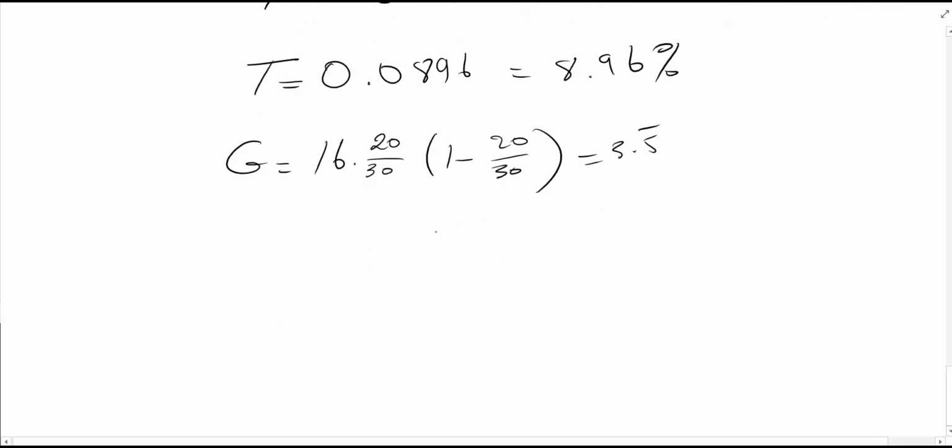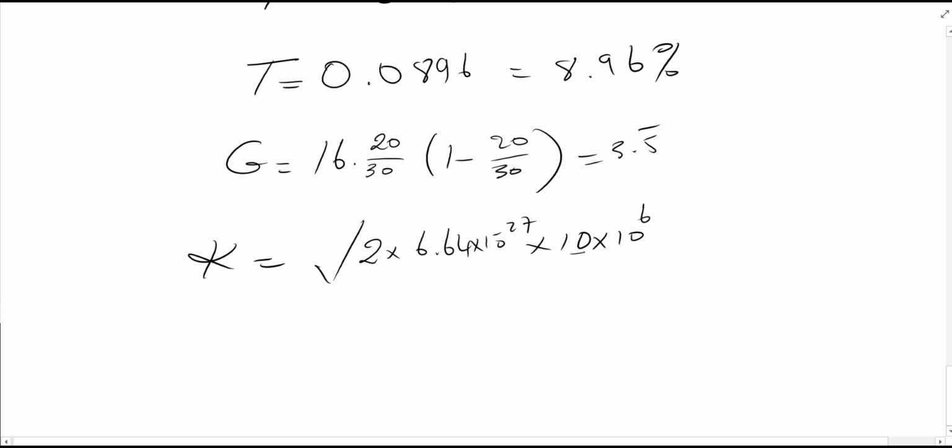Let's see what happened to kappa now. Kappa now is equal to the square root of 2 times the mass of the alpha particle, which is still 6.64 times 10 to the negative 27, times the gap in the energy. Now it's no longer 1 mega electron volt, but it's 10 mega electron volt. So this is what's going to make the difference in here. As far as this term, it increased. So instead of the square root of 1, now you have the square root of 10, which is going to be about 3.